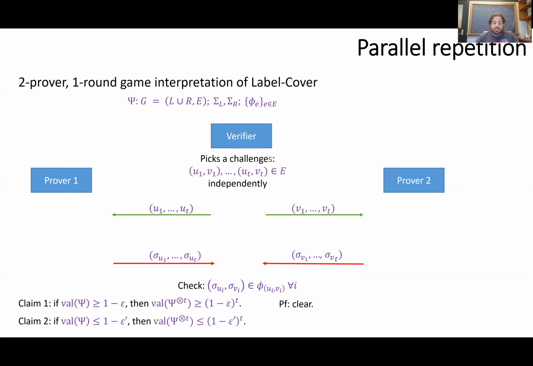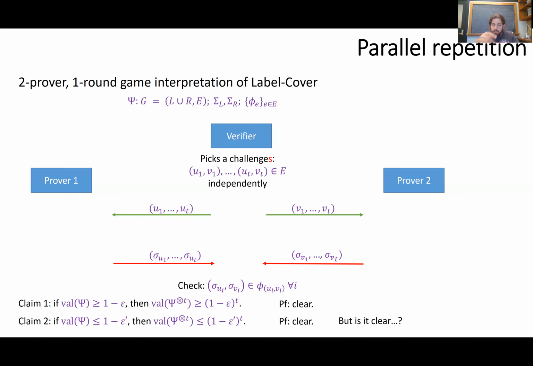But what about the other direction? So suppose our label cover instance was not highly satisfiable. What can we say about the parallel repetition? How much harder is it? So I claim that it's completely clear that if your original value is at most 1 minus epsilon prime, then the value of the parallel repetition is at most (1 minus epsilon prime) to the t. Right, because the first coordinate you win with only 1 minus epsilon prime, the second one is independent of the first, so you also get 1 minus epsilon prime, and so on and so forth. So the proof is clear, right?